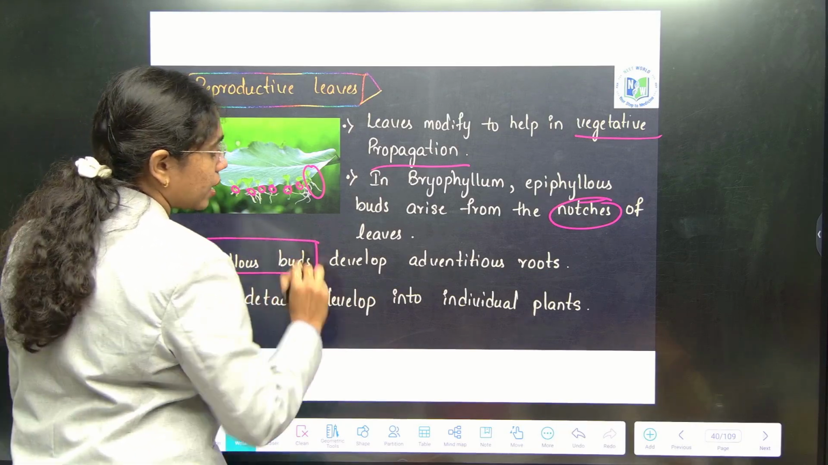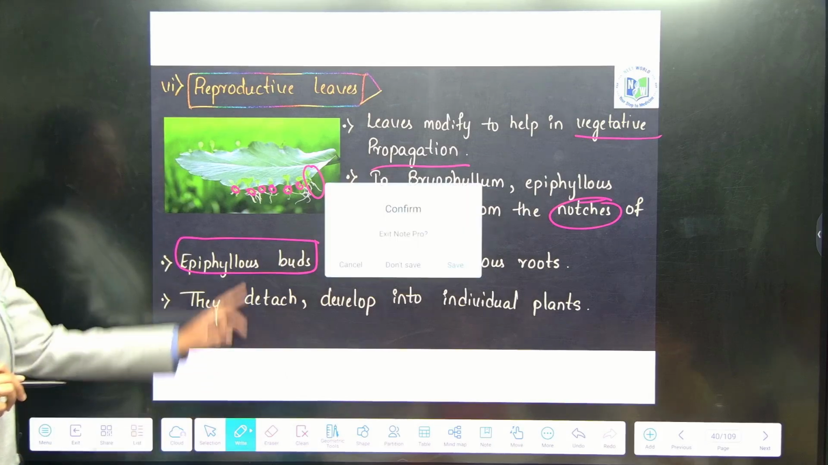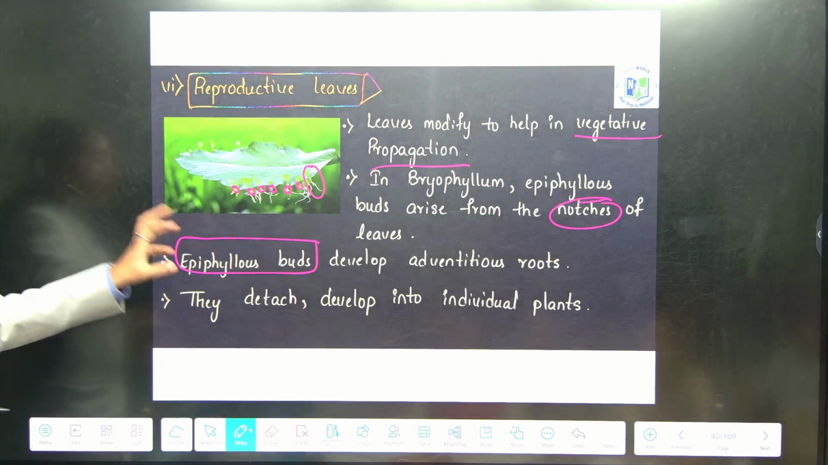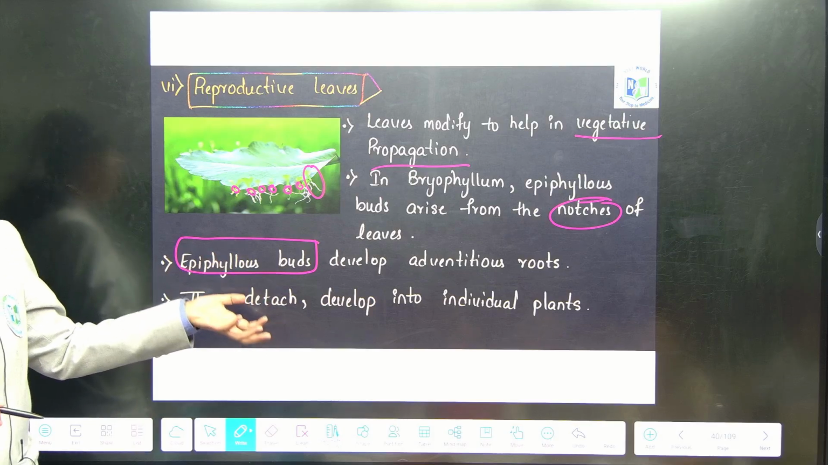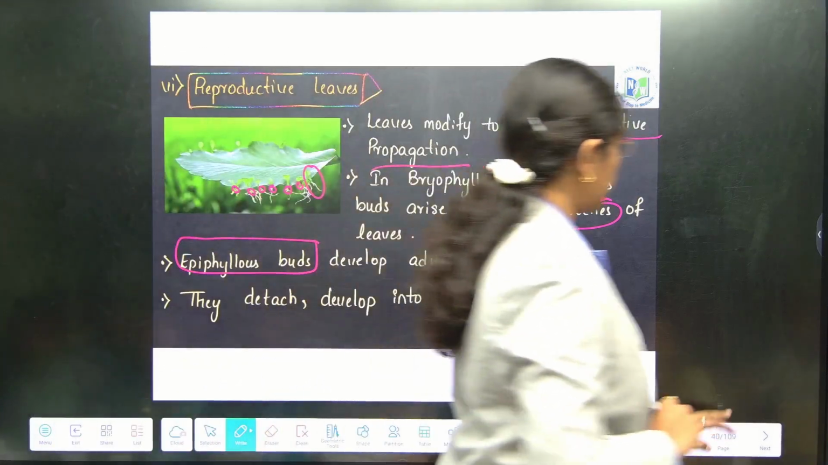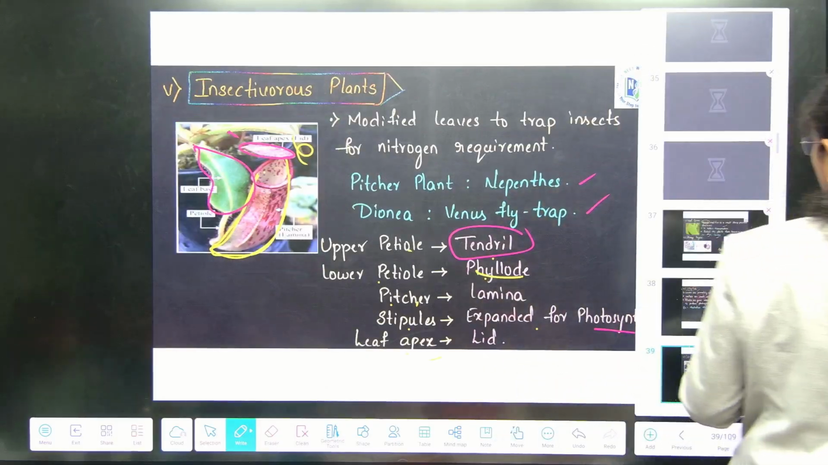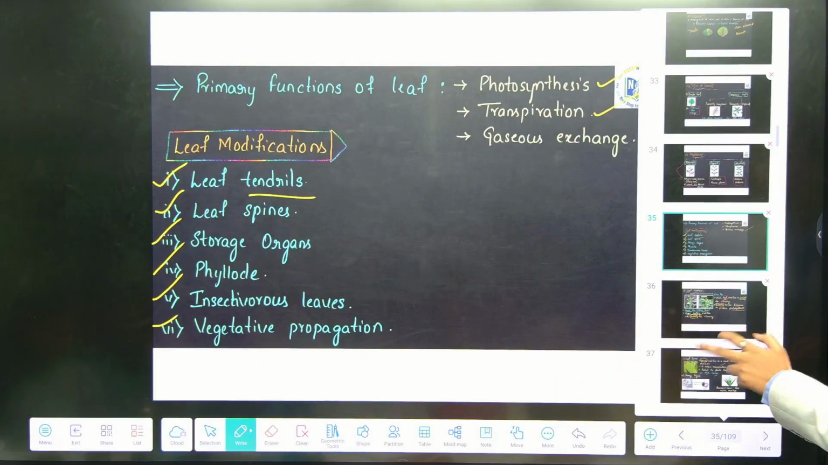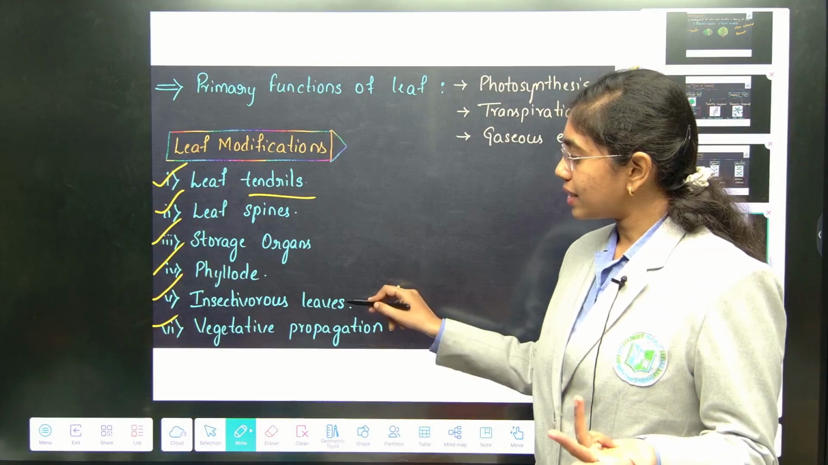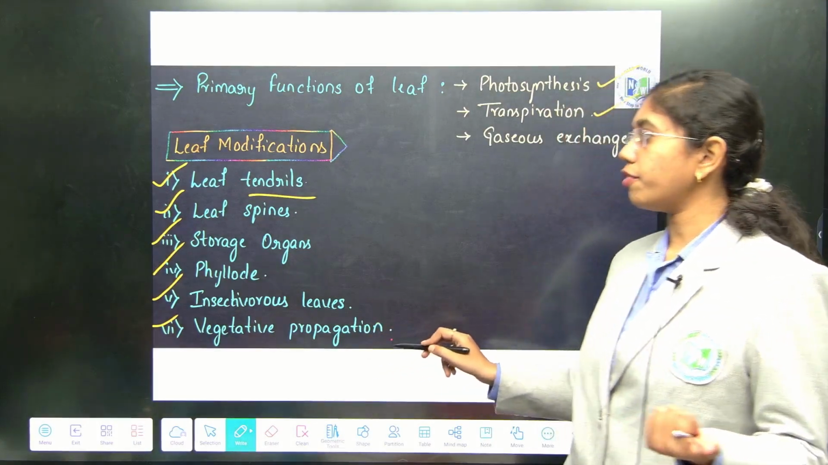Epiphyllous buds develop what roots? Adventitious roots. Can you see the adventitious roots here? They detach and develop into new individuals. So, what types of modifications have we learnt in leaf? Leaf tendrils, leaf spines, storage organs, phyllodes, insectivorous leaves, vegetative propagation.